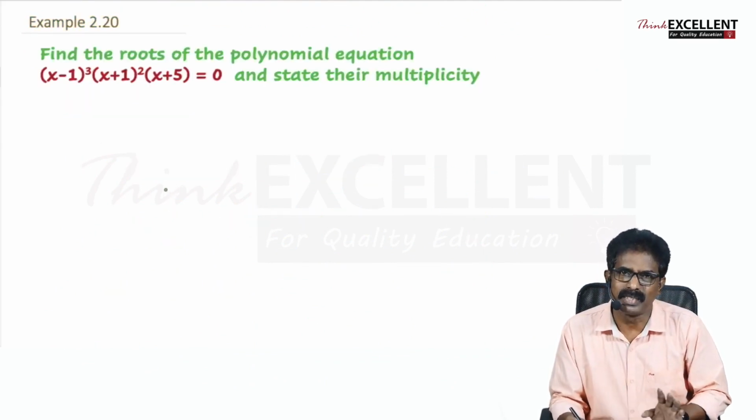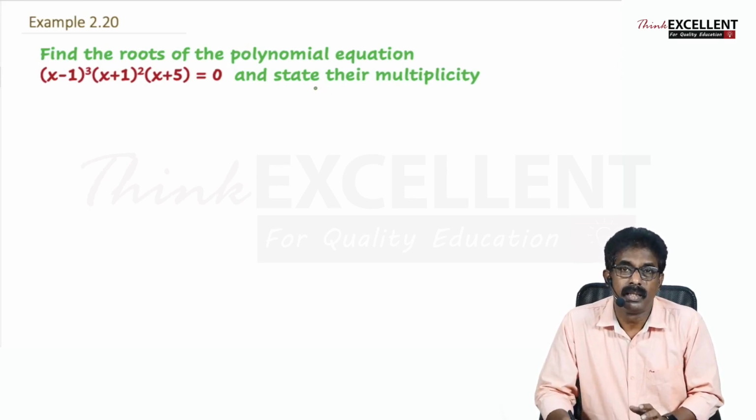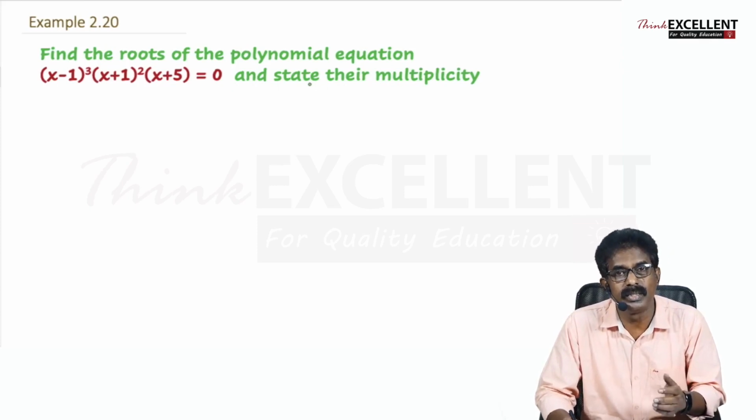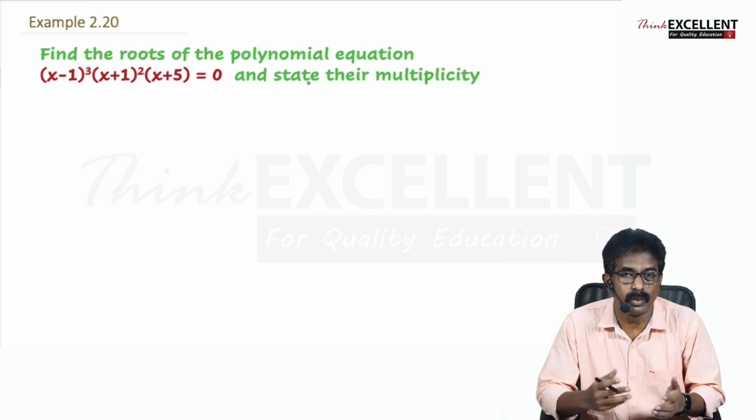All of the sums are very, very simple sum. Please listen very carefully. Find the roots of the polynomial equation and state their multiplicity. What is multiplicity, you know? How many times it repeats? Sometimes, you know, when you solve, you get x equal to 3, 3. So we say the solution is x equal to 3 with multiplicity 2. The meaning, it repeats what? 2 times. Okay, solution is 3, it repeats 2 times, 3 times, like that.